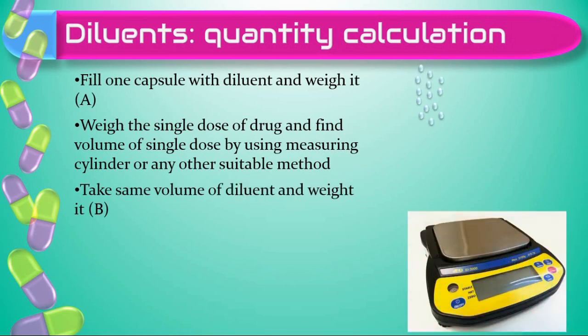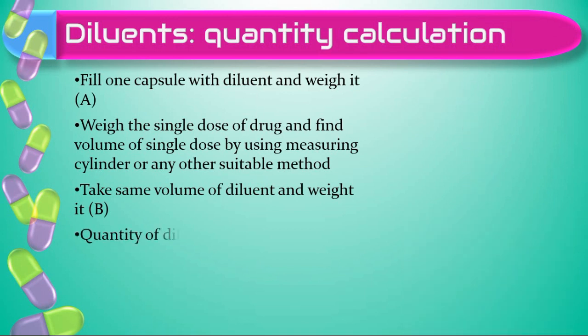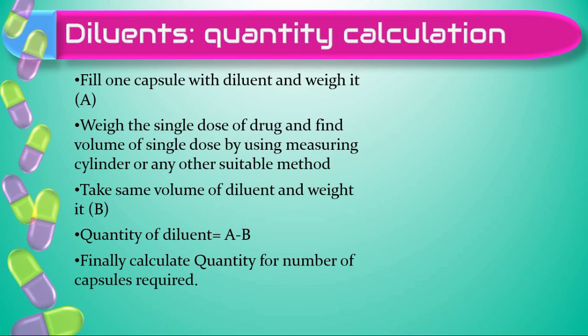Now take the same volume of diluent and weigh it. Consider the weight of that diluent as B milligram. The quantity of diluent required for one capsule can be calculated by deducting the value of B from the value of A. Then finally, we have to calculate the quantity of diluent required for the number of capsules you are preparing.